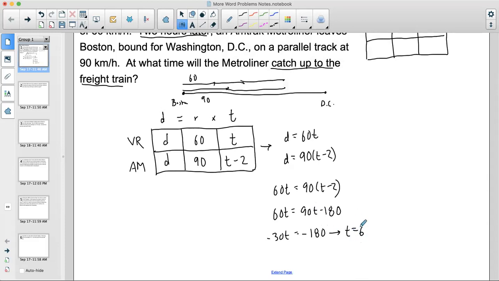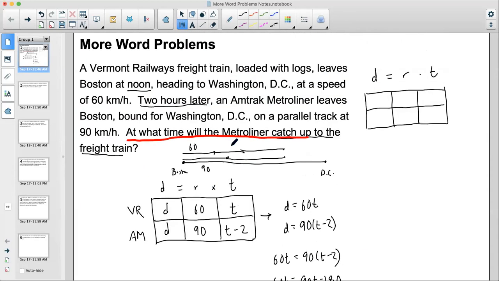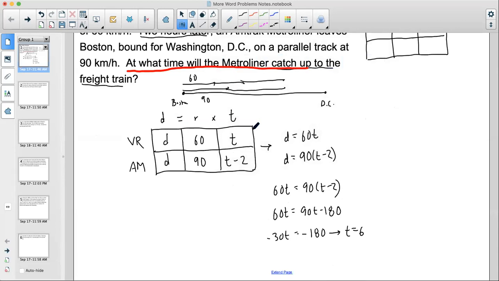So this is an answer, but the question specifically asks, at what time will the Metroliner catch up? I have to remember what t actually represented, which was the number of hours this first train traveled. We said it left at some time and it traveled for t hours. Well, if t is 6, that means it left at some time and traveled for 6 hours. And the time that it left was noon. So the answer, t equals 6, implies that the trains were at the same distance at 6 p.m. because that is 6 hours after noon.